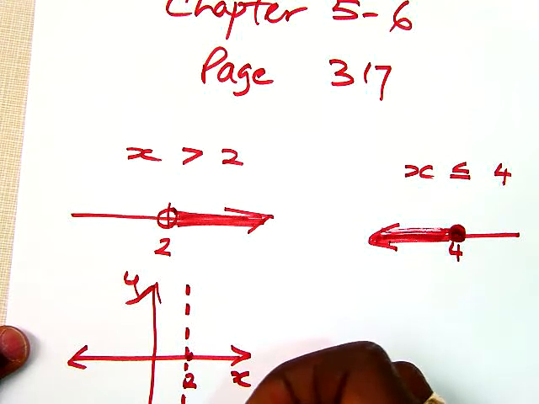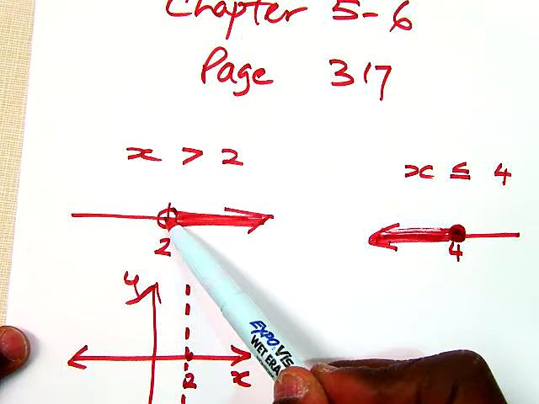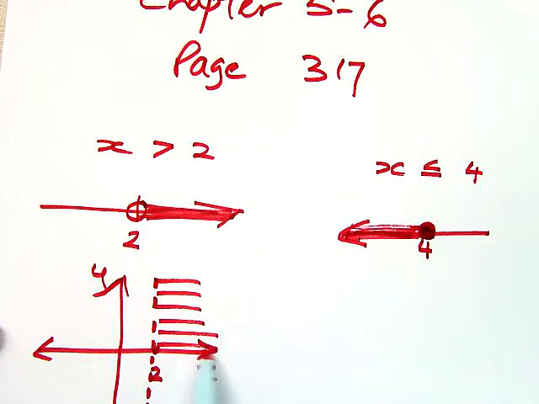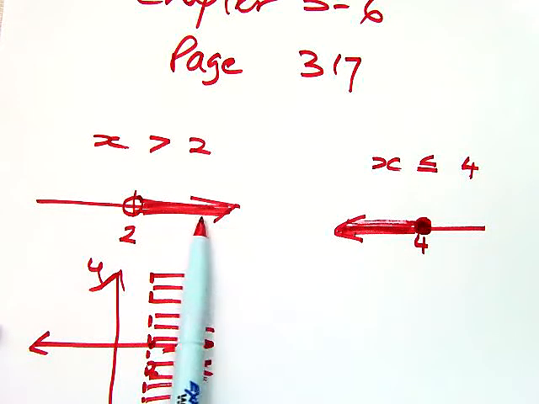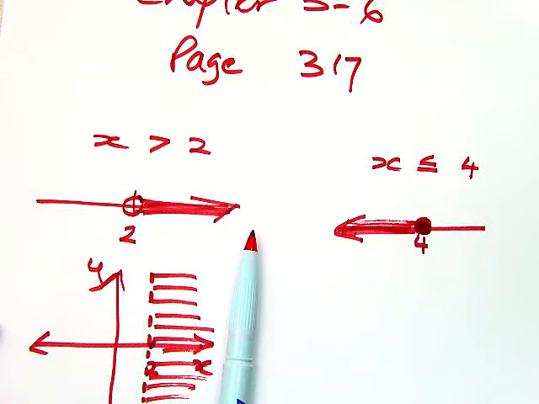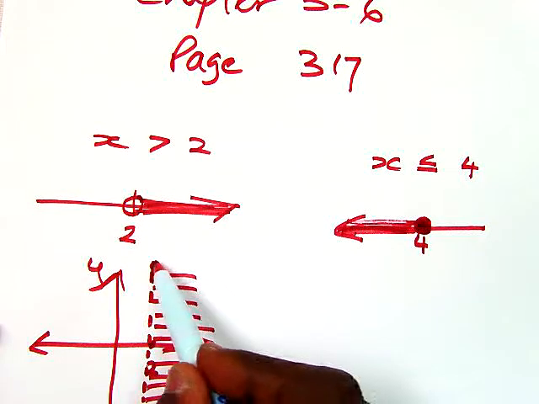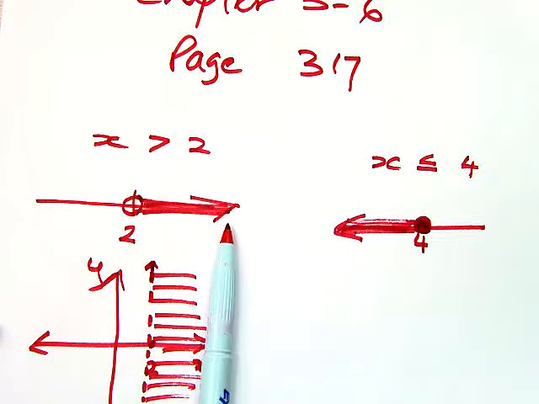And notice I'm using a broken line or dotted line just as I use an open circle. And then I would shade everything to the right, because everything in the shaded region, everything going to the right of this line would have x values greater than 2. So again, I use a dotted line and I shade to the right because it's greater than.